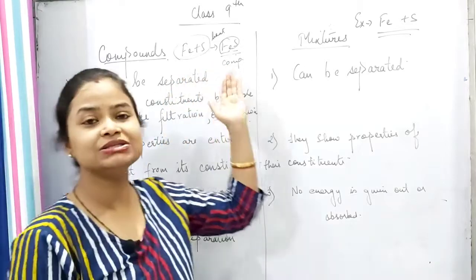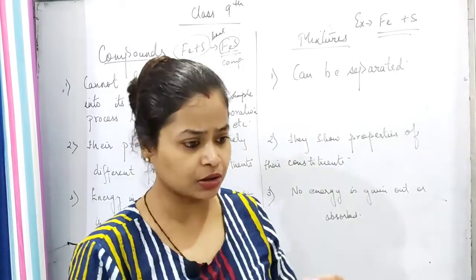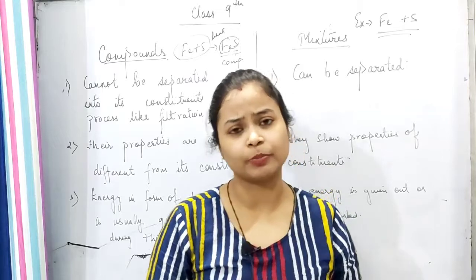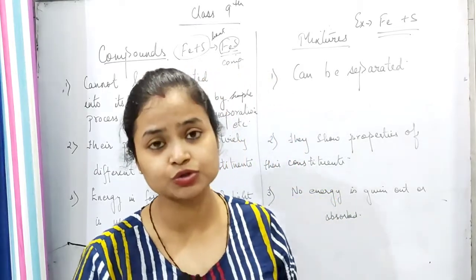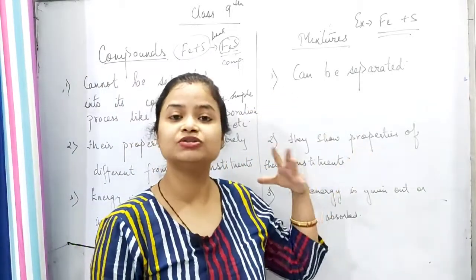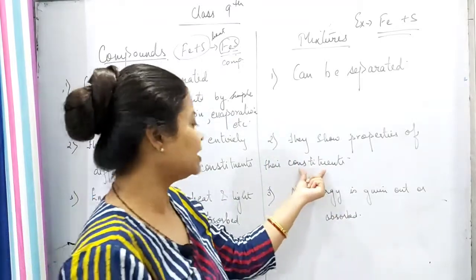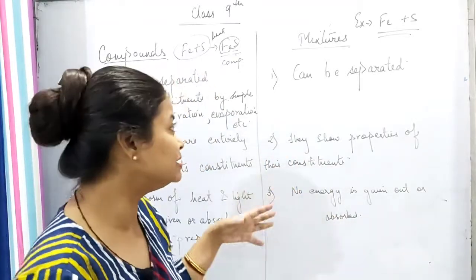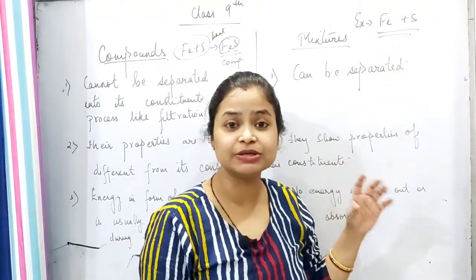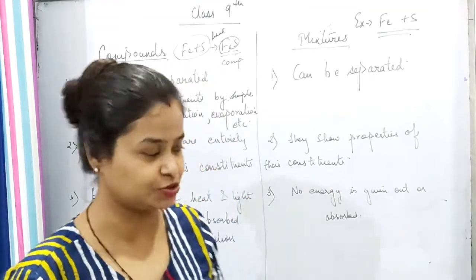That means once this compound is formed, it will show some different properties. Okay, it will not show the characteristic properties of sulfur and iron, but it will show entirely different properties. But mixtures have the tendency to show the properties of their constituents. When I am saying constituents, I mean what they are made up of. Okay, mixtures have the tendency to show the properties of each of their constituents.